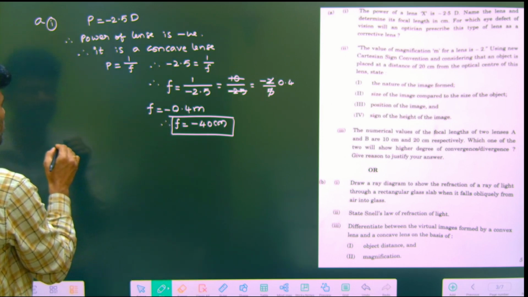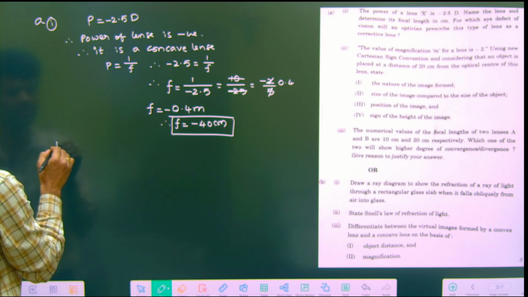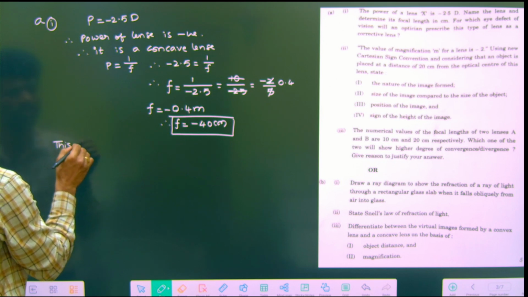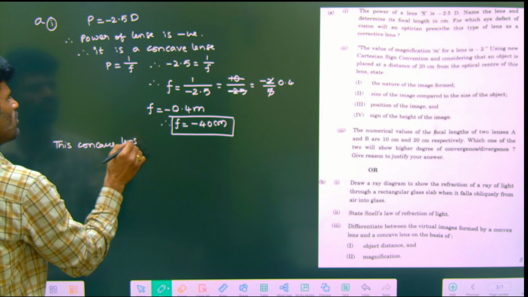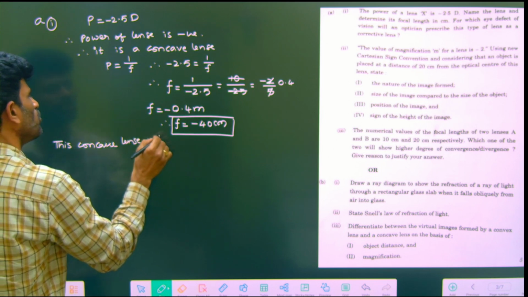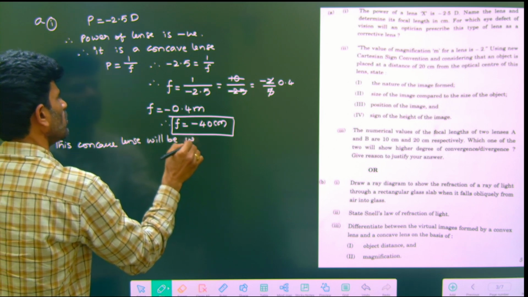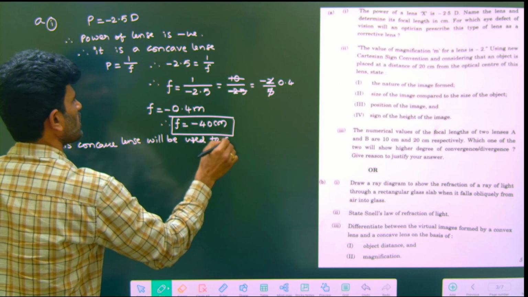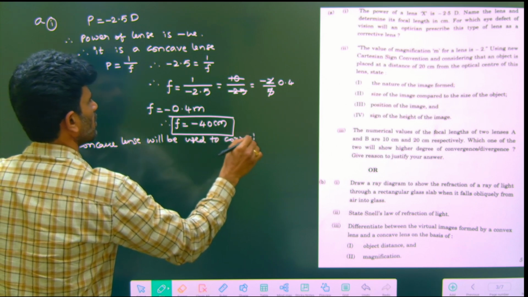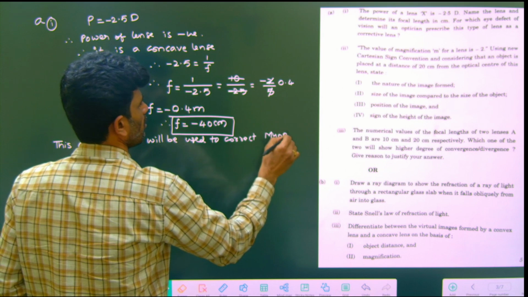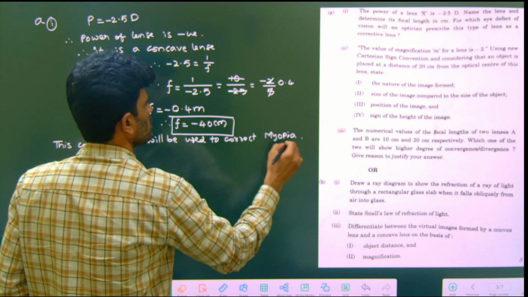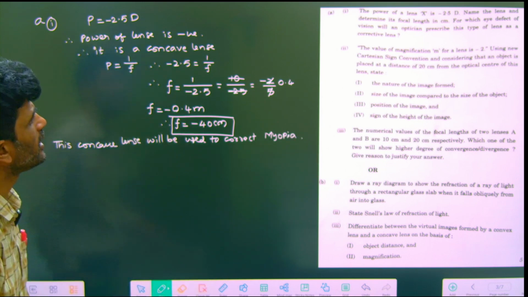Because it is a concave lens, this concave lens will be used to correct what? Myopia or short-sightedness. That is the answer.